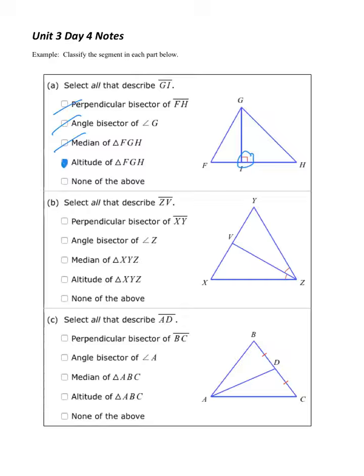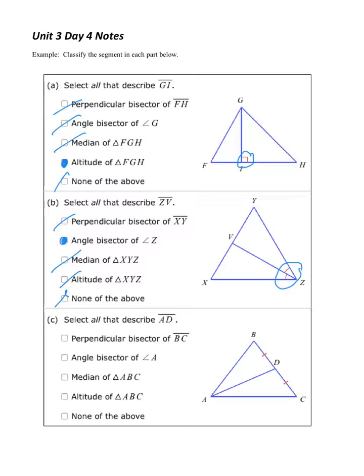Okay, let's look at B. Again, we're going to select everything that describes ZV. This is what we see. Perpendicular bisector? No right angle markers. Angle bisector of angle Z? We have two congruency markers. It is an angle bisector. Okay, the median of the triangle? No, XY is not bisected. And the altitude? I don't see an altitude. I don't see a perpendicular marker. And it's not none of the above.